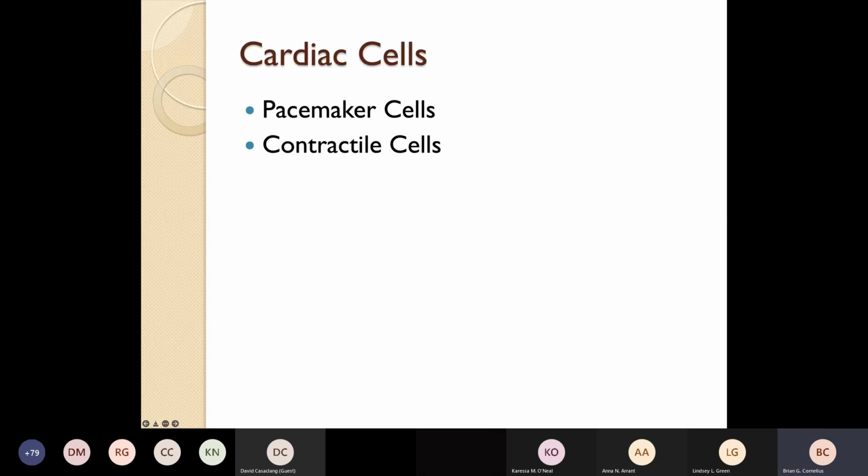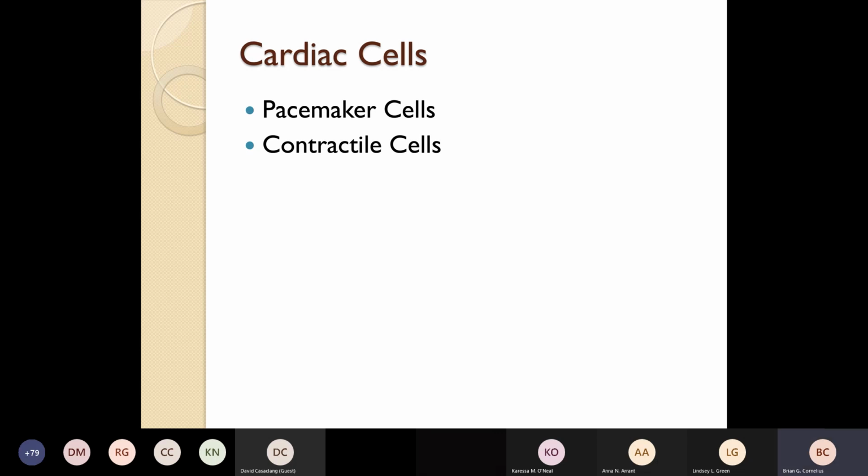So there's two types of cells in the heart. We're just going to do a quick anatomy review because this is pretty important as it pertains to what actually happens as far as the cardiac conduction and recognizing things from an electrical standpoint. You have pacemaker cells and contractile cells, and that's exactly what they do. So it's pretty easy to remember.